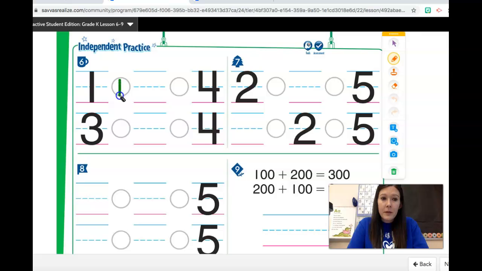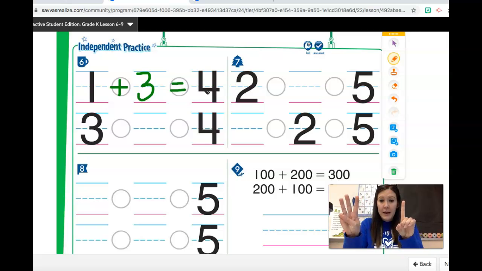1 plus how many equals 4? I'm going to tell you 3. 1 plus 3 equals 4. 1 and 3 more. When we put them together, that's 4 in all.